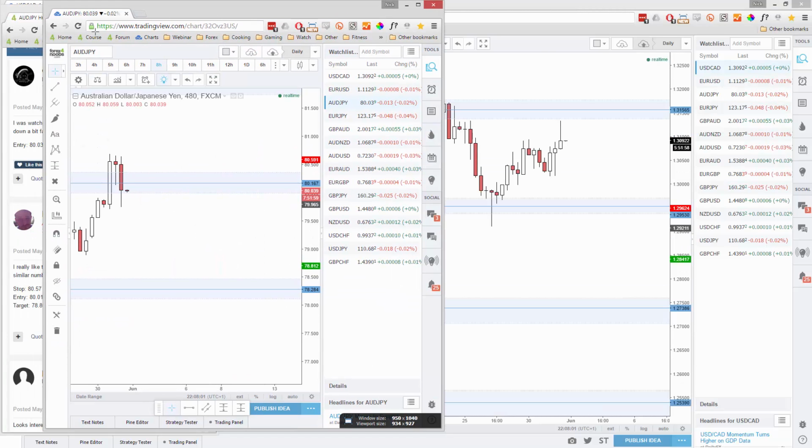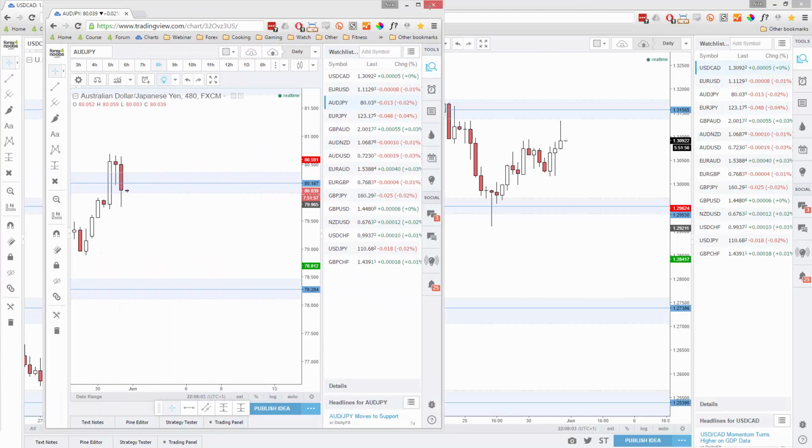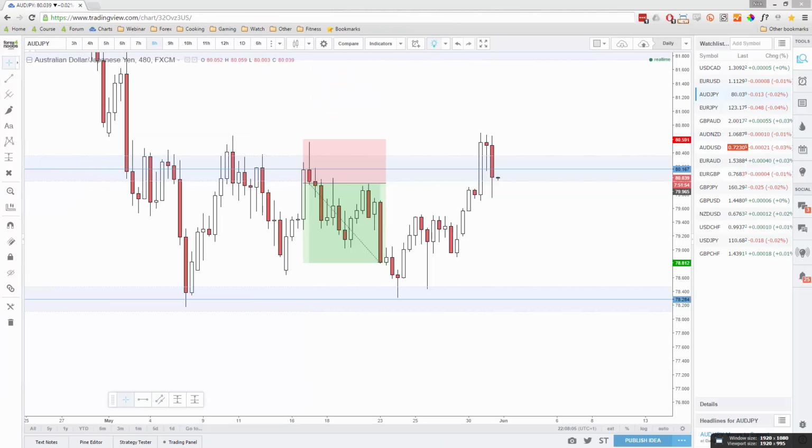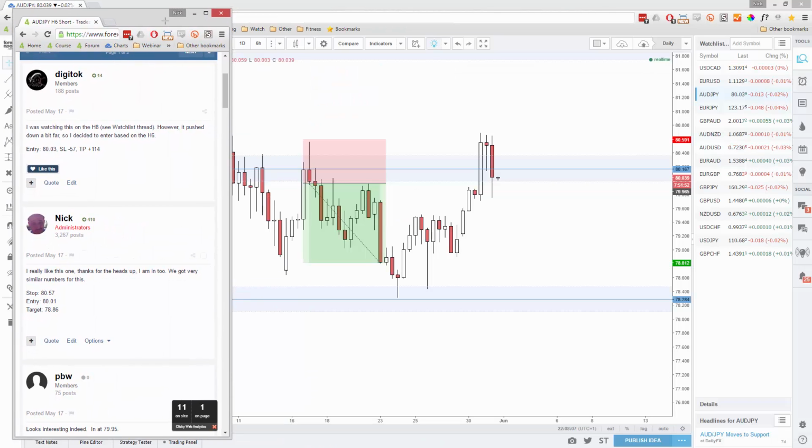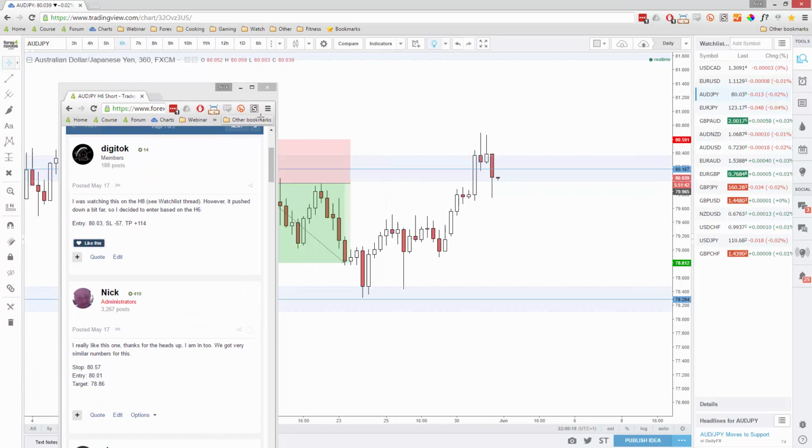Yeah, damn it. I knew that would happen. One second, sorry guys. I just want to make this window stick on top. Ah, that's better. So yeah, let's look at this setup in a little detail, and it was on the 6 hour.